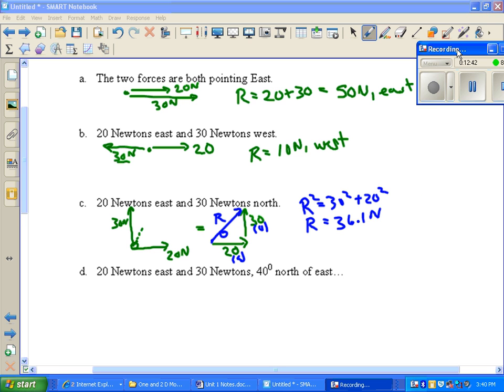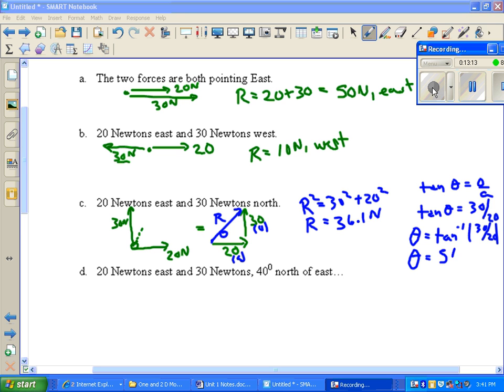So I would do tan theta is equal to the opposite over the adjacent. So tan theta equals, the opposite is 30 divided by 20. So then theta would be the inverse tan of 30 over 20. When I do that, I get a value for the angle of 56.3 degrees.